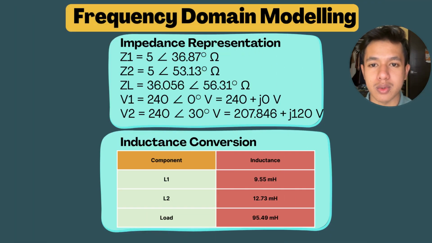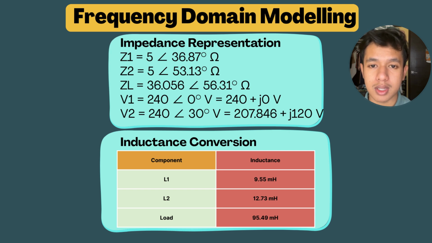Moving on to our frequency domain modeling as shown in the slide, we transition our raw system parameters into phasor form to streamline the complex AC analysis. First, we calculated the impedance representation for the transmission lines and the load, converting them into polar form. We also express our two 240 volt sources in both polar and rectangular coordinates, tracking the 30 degree phase shift between them.